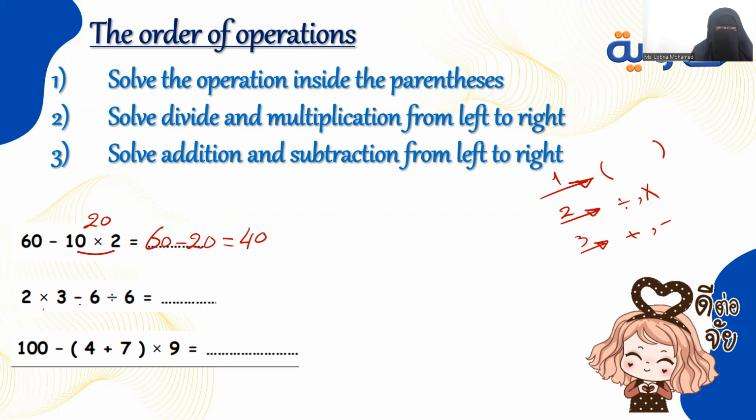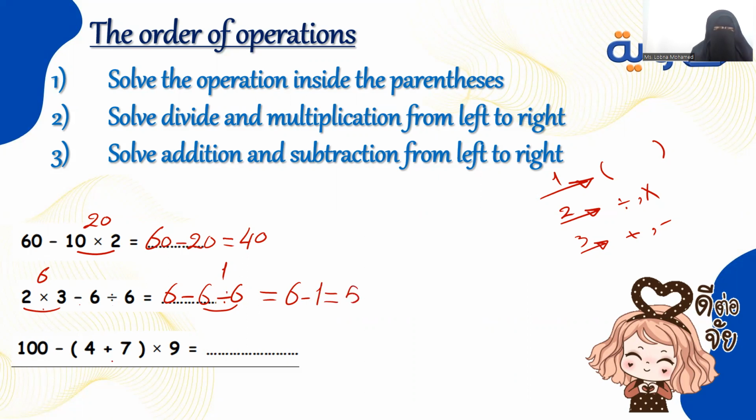The next one. We have times, minus, divide. Which one is the stronger? Divide and times. But which one comes first? Times. So we have to start with it. 2 times 3 equals what? It's gonna be 6. So now we have 6 minus 6 divided by 6. Now you have minus and divide. Which one we will do? Yeah, of course, divide. So 6 divided by 6 is gonna be 1. So now we have 6 minus 1 equals 5.